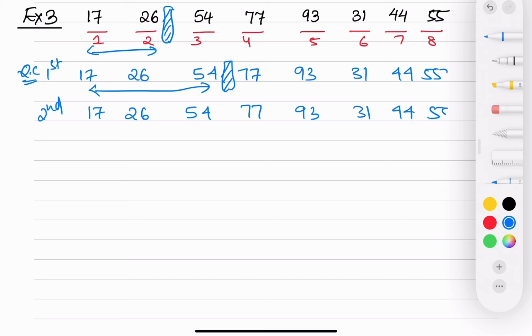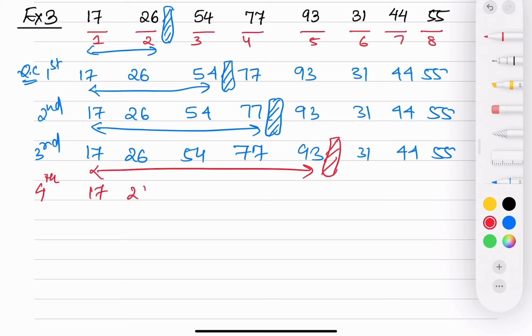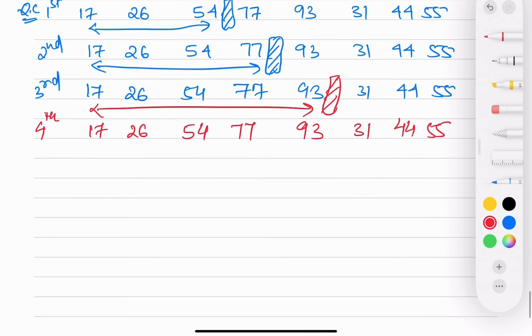In the third iteration, you put it towards the fourth element. If you see, again it is sorted: 17, 26, 54, 77, 93, 31, 44, 55. Now put the slider after the fifth element. If you have to sort this, it is again sorted: 54, 77, 93, 31, 44, 55. There is a specific reason why I have taken this example, so wait for that. Now put the slider here and sort this.